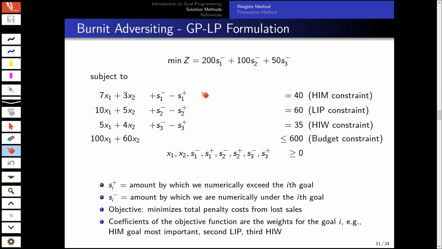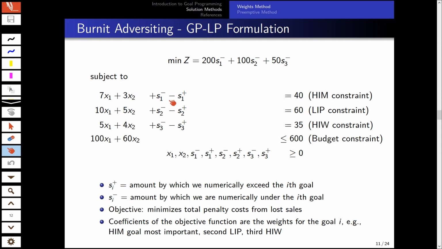some deviation variables, where, for instance, the s plus in general denotes the amount by which we exceed the goal in this case. So if we do not meet the goal, if we are undershooting the goal, then we have the minus here. And if we exceed this goal, then we have the plus here. And this is why we can now write the equal sign here with respect to this goal.